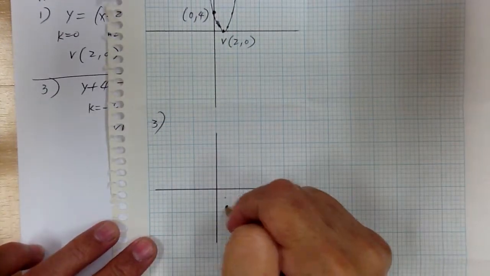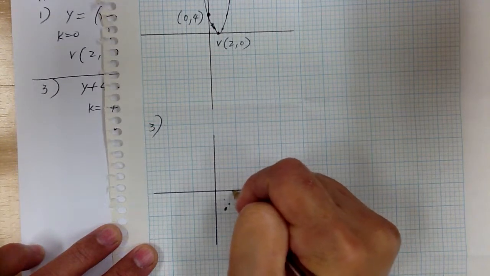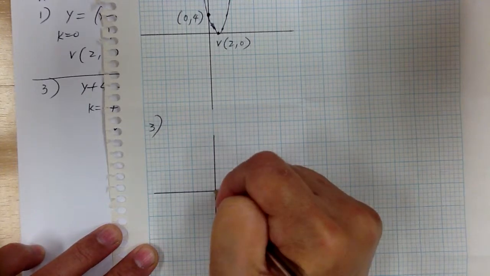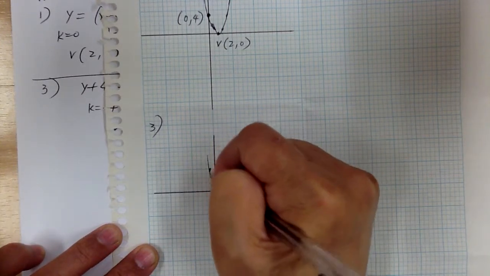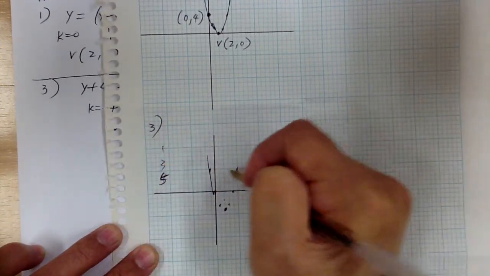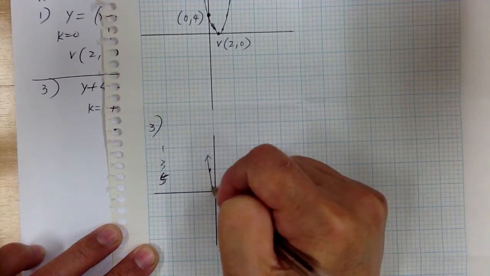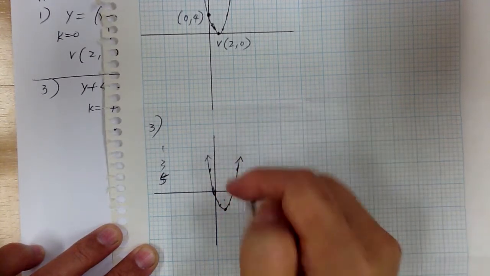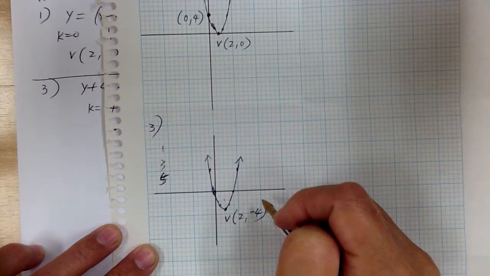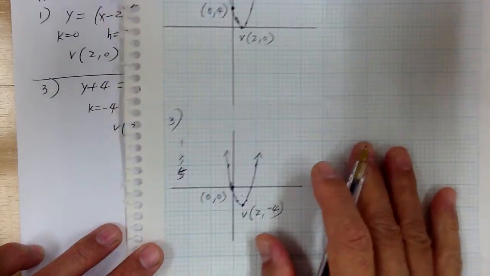Again, you get the rest of the points. So 1 over up 1, next one 3, next one 5. So use the 1, 3, 5. Then you connect the dots. So from here, the vertex is going to be at (2, negative 4), and the point it crosses over will be (0, 0).